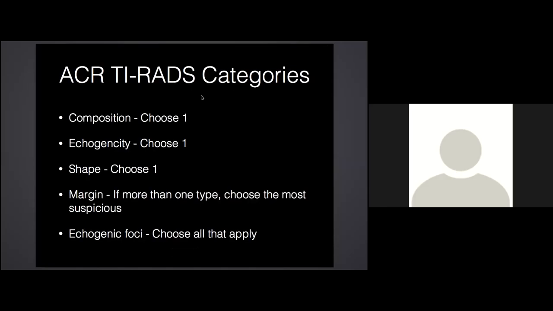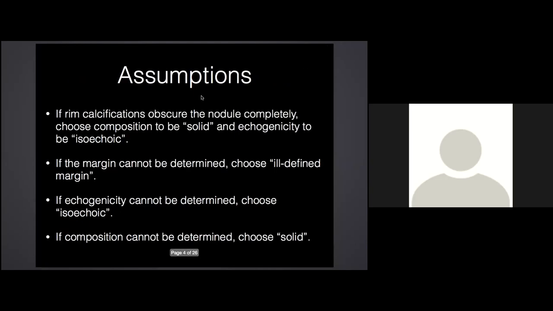Okay. So these are the categories we talked about. Composition, you choose one; echogenicity, choose one; shape, you choose one; margin, choose the one which is more suspicious; and if you have some echogenic foci, choose all that apply.